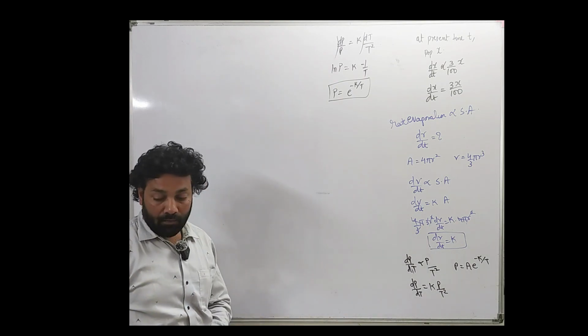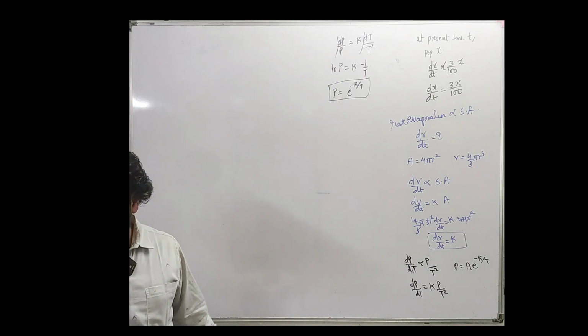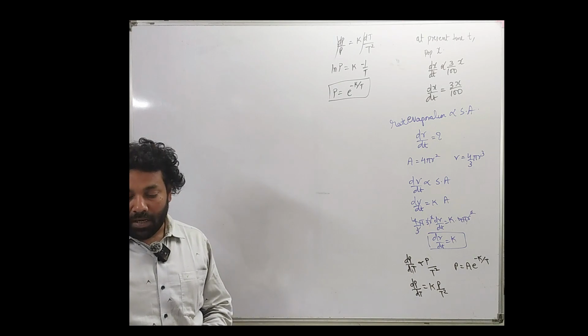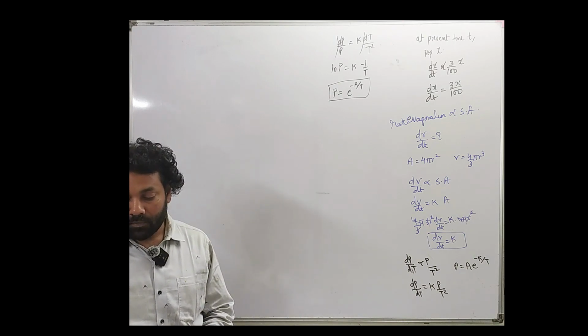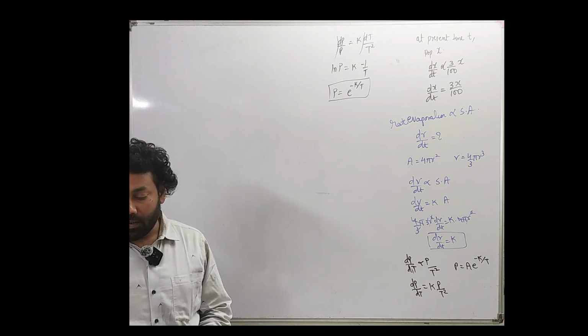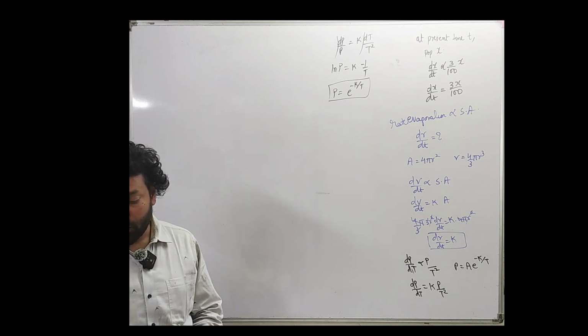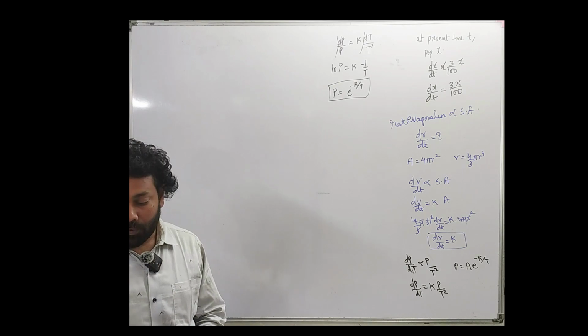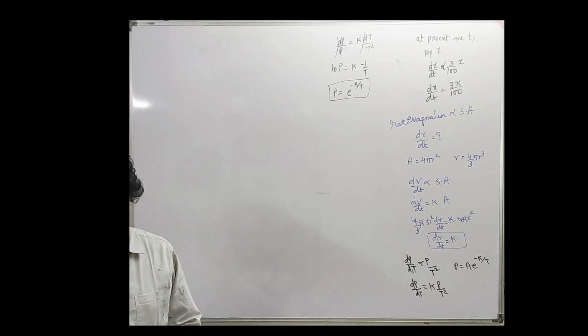Next, we have a question that says: show that v equal to a by r plus b, where a and b are arbitrary constants, satisfies the differential equation d2v by dt square plus d2v by dr square plus 2 by r dv by dr equal to 0.